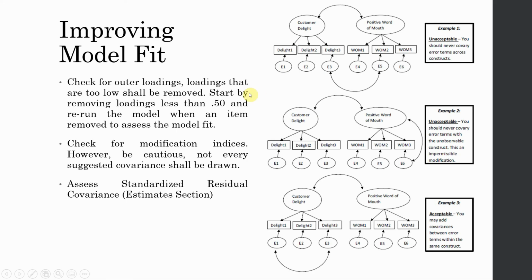Moving on, how do you improve your model fit if you are not getting a good model fit? Now, the first step is you have to check your outer loadings. You can start by looking at loadings that are low or less than 0.50. Each time you remove a particular indicator from your model based on low loadings, you should rerun and reassess your model.